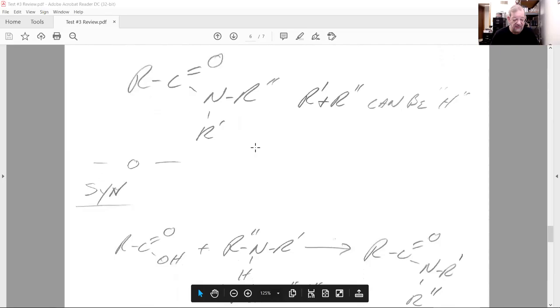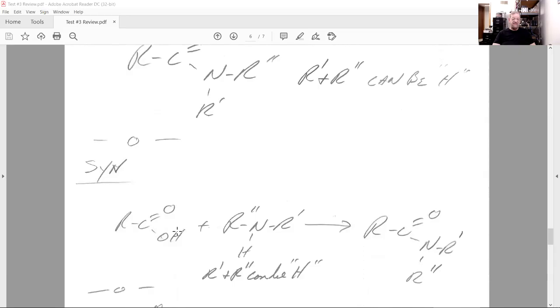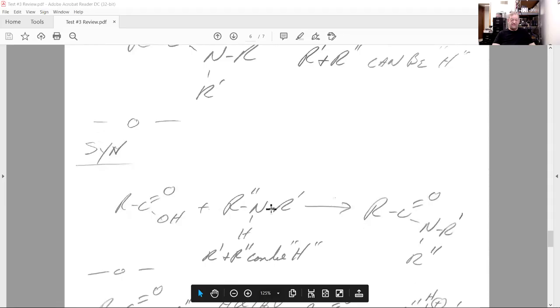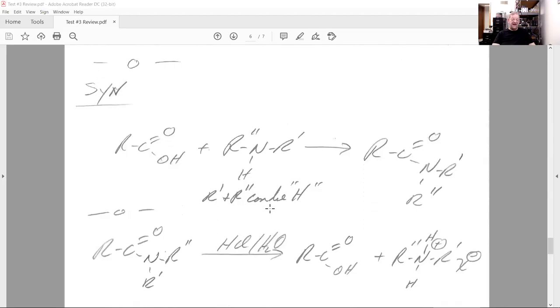How do you make an amide? Take a carboxylic acid, react it with either ammonia or an amine. Notice R prime and R double prime can be hydrogen; when both are, the NH3 is ammonia, and you get an amide. Again, R prime and R double prime can be carbons or hydrogen or carbon groups.